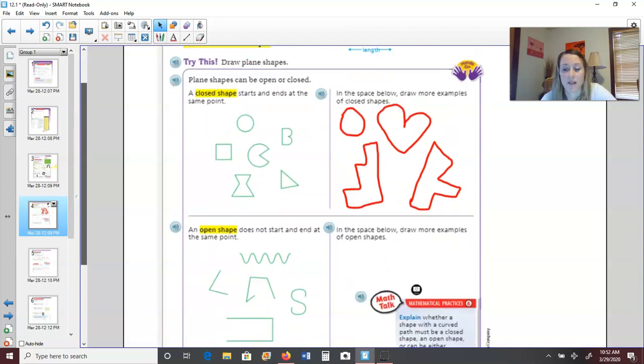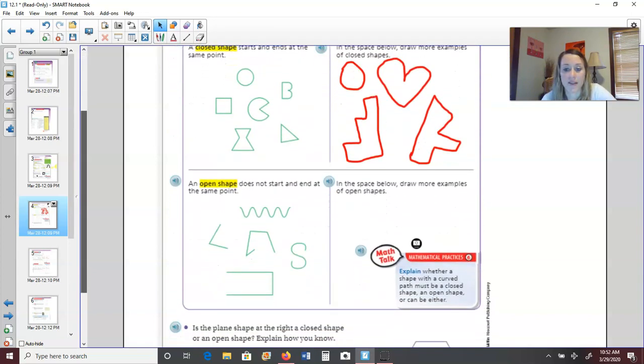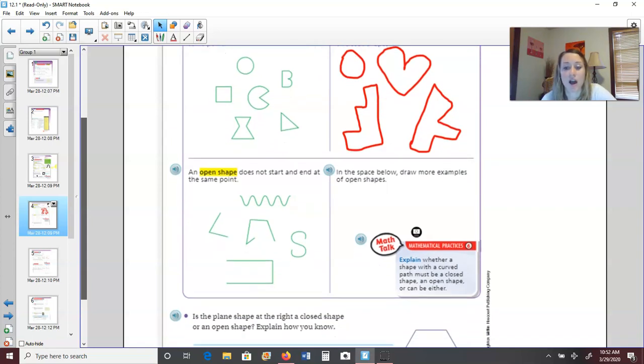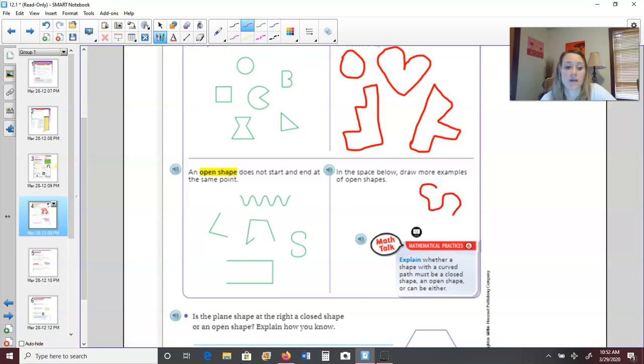All right. So the opposite of closed is open. So therefore, an open shape does not start and end at the same point. So you can see, like a zigzag or a letter S, or this shape at the bottom almost looks like a rectangle. It's just missing one more line segment. So those shapes are all considered to be open shapes. So you could draw your own open shape. I'm not going to close it. So that would be an open plane shape. Something like that would be an open plane shape.